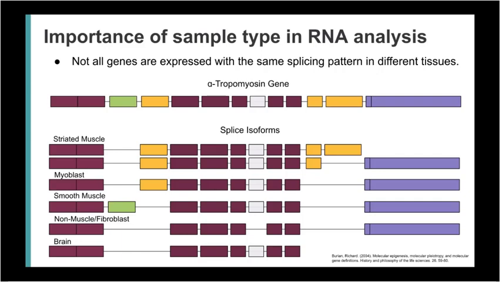So let's say I had a variant that was predicted to affect splicing of the green exon. Then I may very well need a smooth muscle biopsy in order to be able to see whether that variant impacted that splicing. Because that green exon is not present in other tissue types, if I looked at striated muscle, I would see no difference from a control population in my patient cells because the green exon is never expressed there.